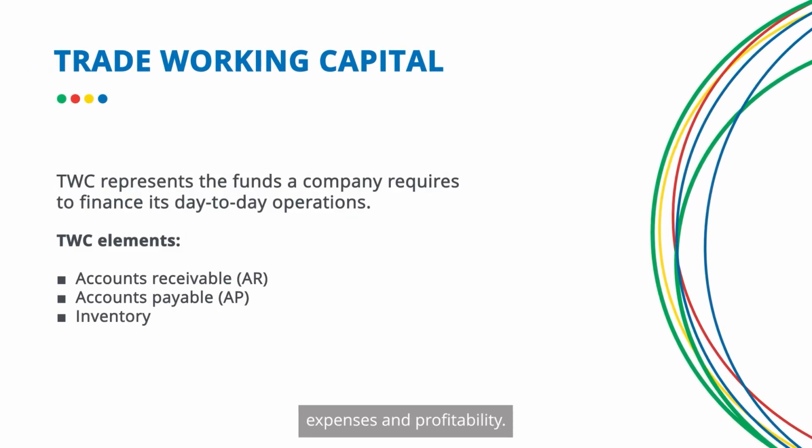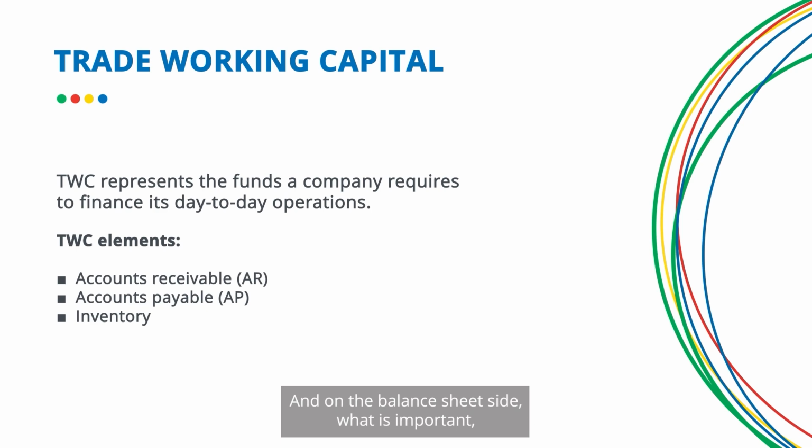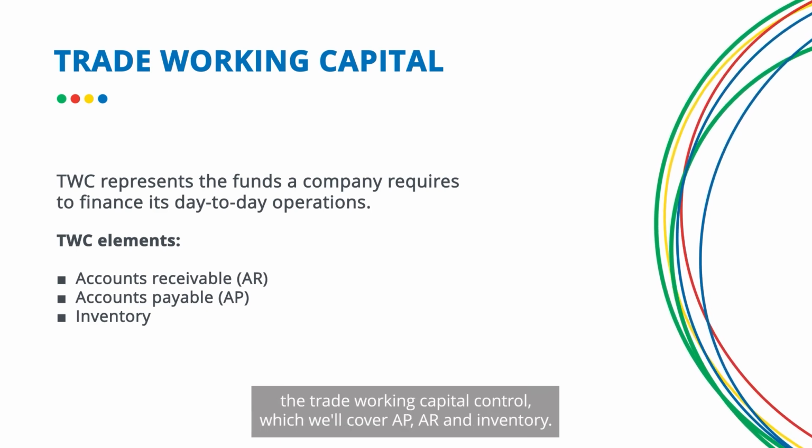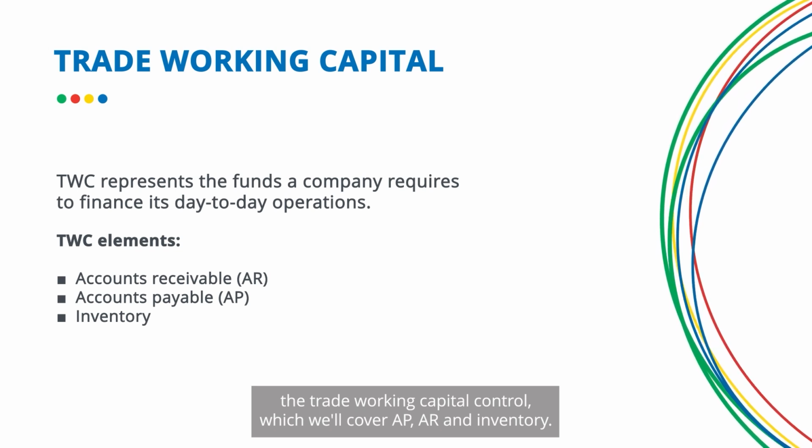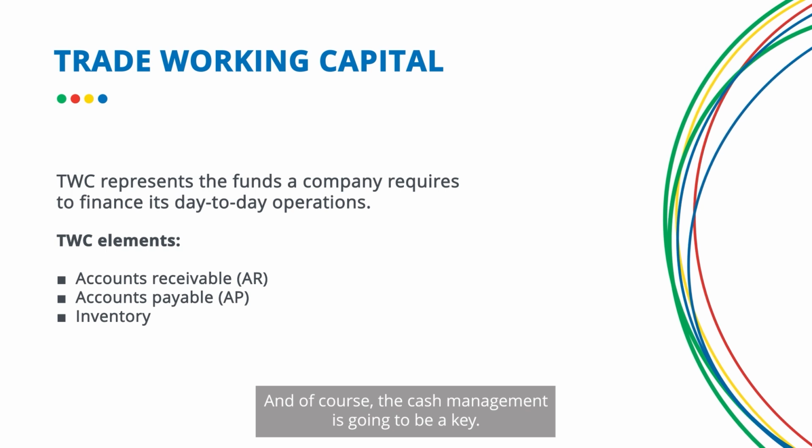Yeah, so from a financial perspective, it's really important to take into consideration these associated so-called hidden costs, because our customers have to have the ability to interpret and measure financials accordingly, both the balance sheet and the P&L, as we just mentioned. We need to take care of gross profit, operational expenses, and profitability. And on the balance sheet side, what is really important is the trade working capital control, which will cover AP, AR, and inventory. And of course, cash management is going to be key.